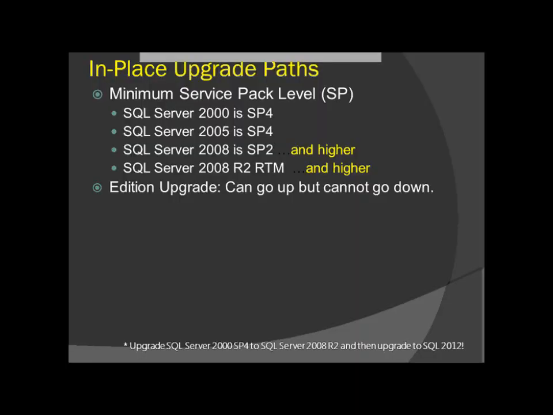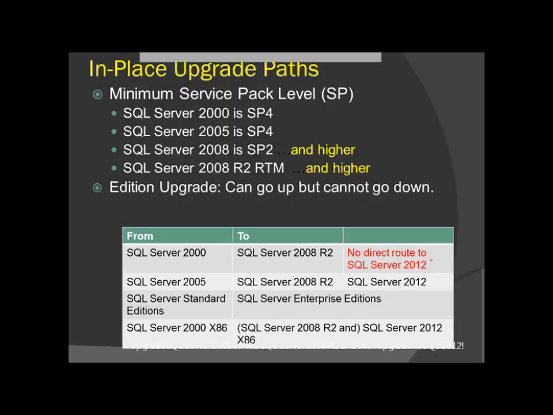So I have a table here. From 2000, you can simply go to 2008 R2, but there is no direct route to 2012. So you have to hop on, like you have to upgrade your 2000 platform to 2008 R2 and then upgrade to 2012. So you have double the effort if you want to go from 2000 to 2012. Whereas from 2005 onwards, you can select whether you want to go to R2 directly or 2012. And obviously from the lower editions, from Standard edition to Enterprise edition, you can simply jump on. Same with the environment, 32-bit to 64-bit is very easy. You can also go 32-bit to 32-bit.